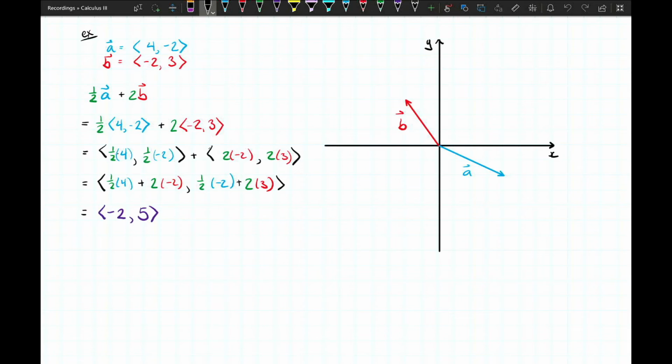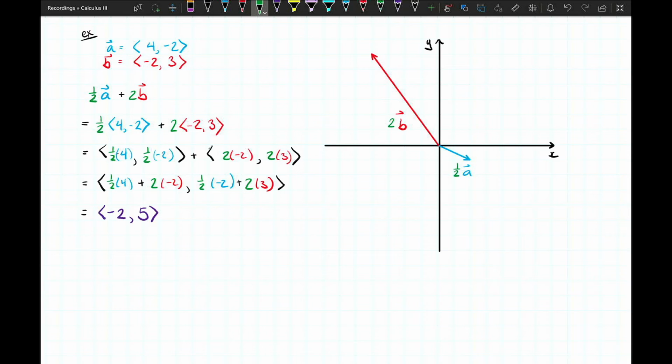Now graphically, let's see if we can reproduce that. First thing we're going to have to do is take this vector a and reduce its magnitude. We're going to take this vector a and make it half the length. Okay, now we have 1/2 of a. Now with b, we're going to have to make that vector double its length. All right, that is 2 times b now.